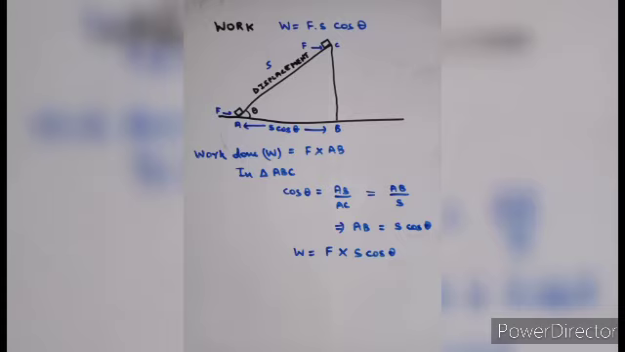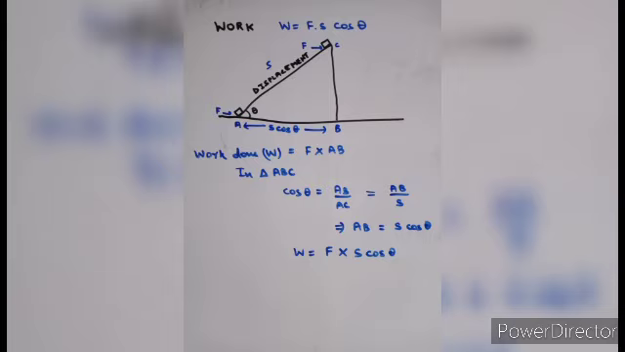Now W = Fs cos θ. How? See, in the triangle we have AB. The distance AB is S cos θ. There is a point C. This block is moving from C to A. The displacement is S. So the work done will be W = F × AB.